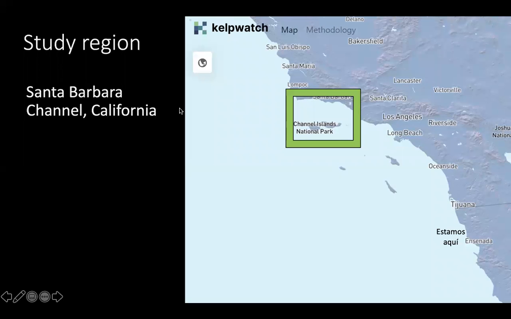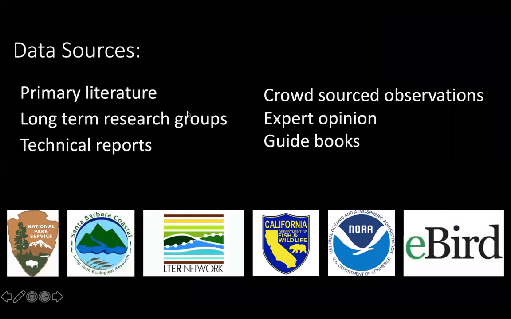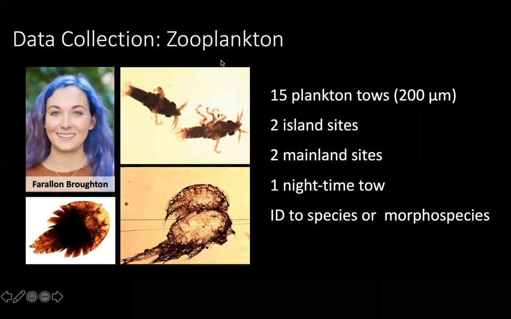So I focused on the Santa Barbara Channel, shown here on this map. And I collected data from basically any source that I could. So we did reviews of the primary literature. We used data sets from long-term research groups. We used crowdsourced observations. We used technical reports. We used guidebooks, and we talked to experts on the topics to make sure that we weren't missing anything. And sometimes people have unpublished data on things that they're willing to share with you. And then where we had missing information, we collected data ourselves.